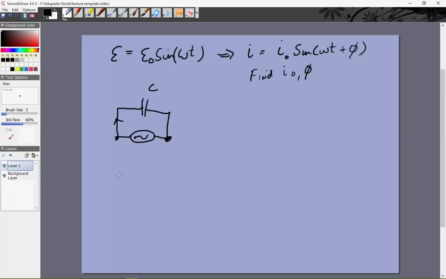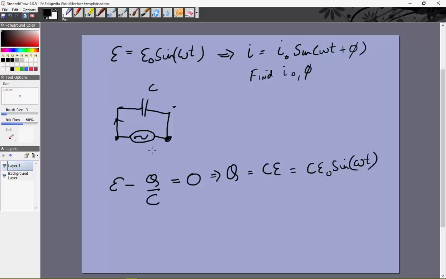We go from this point to this point, we get E. We go from this point to this point, we get minus Q by C. Right? And we know that this is equal to 0. That means that Q, the charge on the capacitor, is equal to CE, or C E0 sine omega t. So Q is in the same phase as the EMF, as when the EMF is at its maximum value, the charge will be at its maximum value. And that makes sense because Q is equal to CE is a simple direct equation.